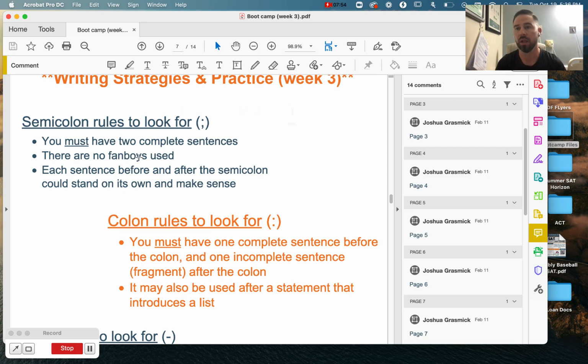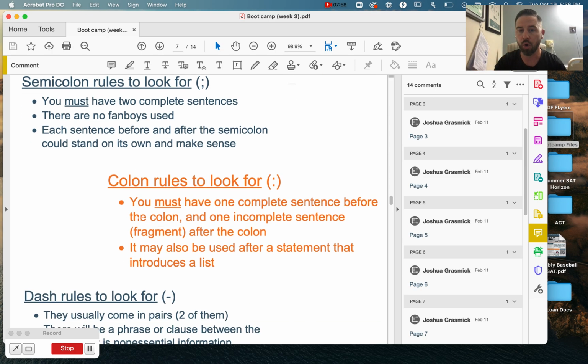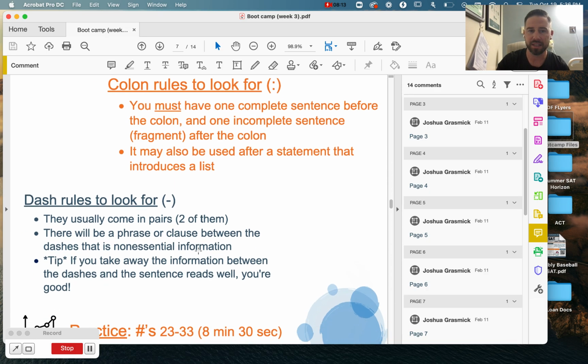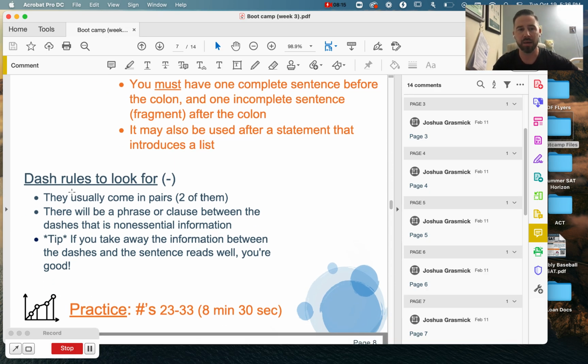Okay, so that's the rule. Complete sentence, no fanboy. Now the colon, check this out, is complete sentence, incomplete sentence. Okay, that's when you use a colon correctly. You have a complete sentence before the colon and an incomplete sentence or a fragment after the colon. Okay, and then the last thing that's really easy is the dash.